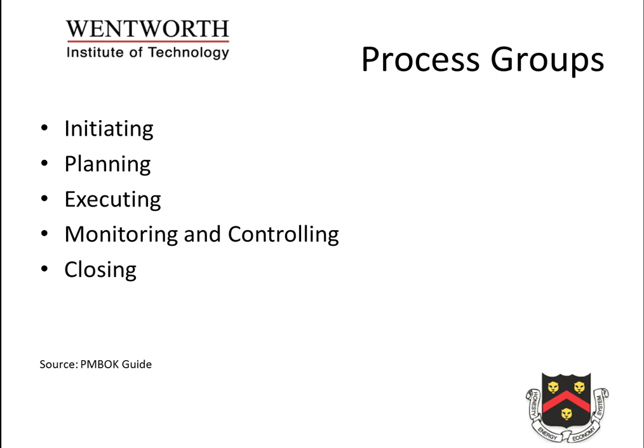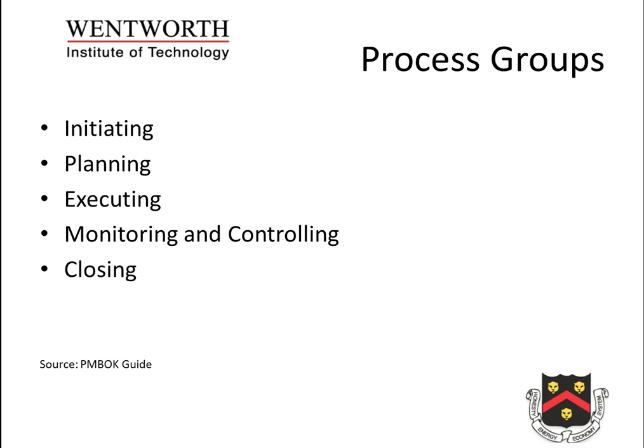Initiating process group: those processes performed to define a new project or a new phase of an existing project by obtaining authorization to start the project. Planning process group: those processes required to establish the scope of the project, refine the objectives, and define the course of action required to attain the objectives that the project was undertaken to achieve.